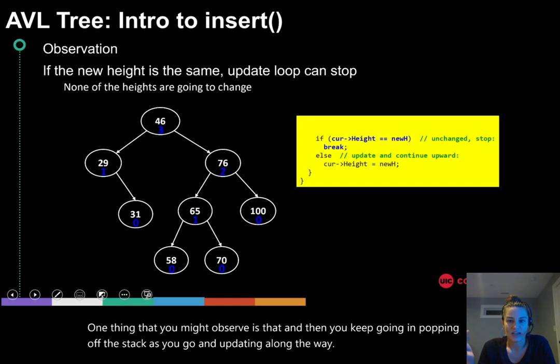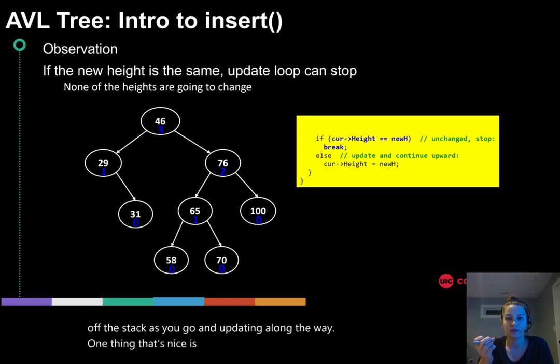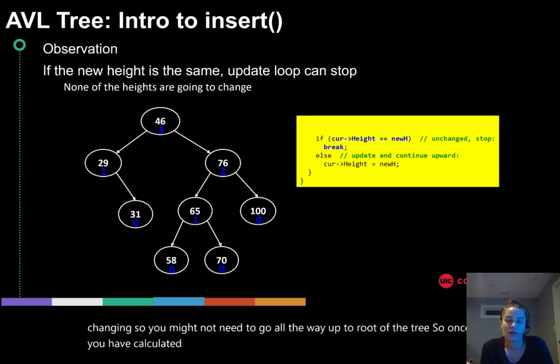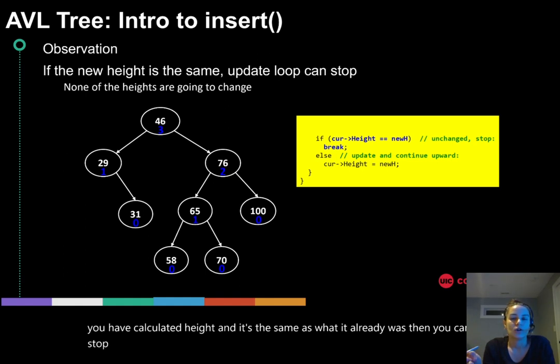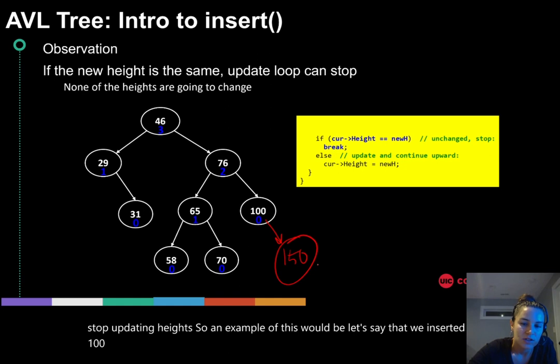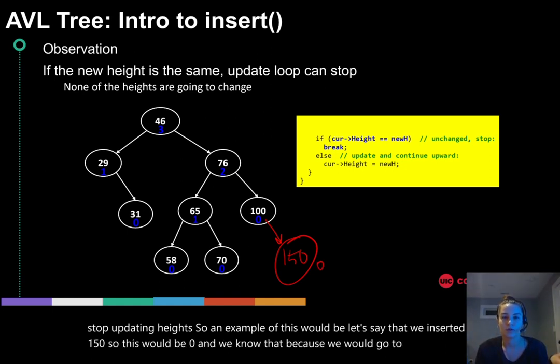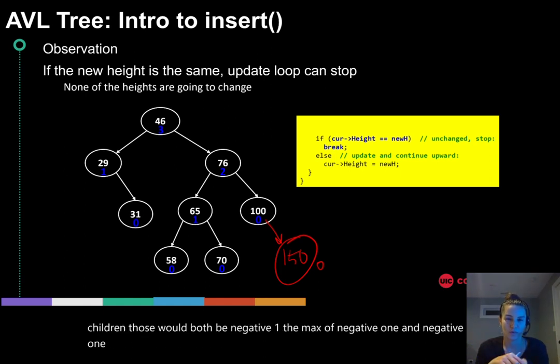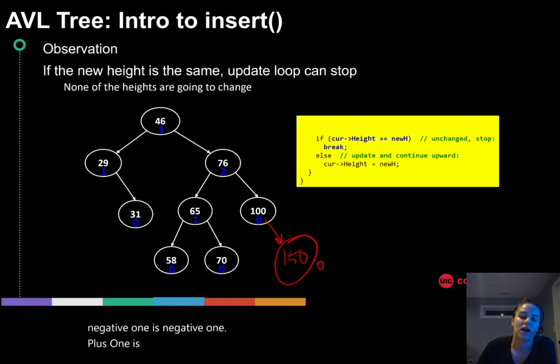One thing that's nice is that you only have to do this until the heights stop changing. So you might not need to go all the way up to the root of the tree. Once you have calculated a height and it's the same as what it already was, then you can stop updating heights. An example of this would be, let's say that we inserted 150. This would be 0, and we know that because we would go to its two children. Those would both be -1. The max of -1 and -1 is -1, plus 1 is 0, and so you get a height of 0.